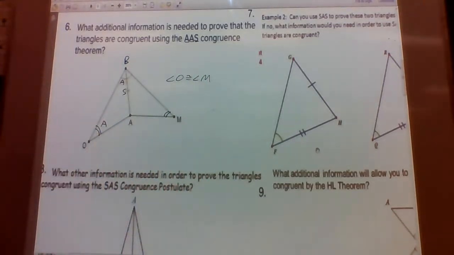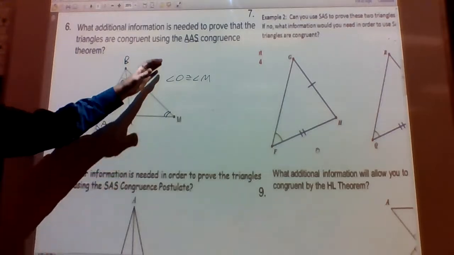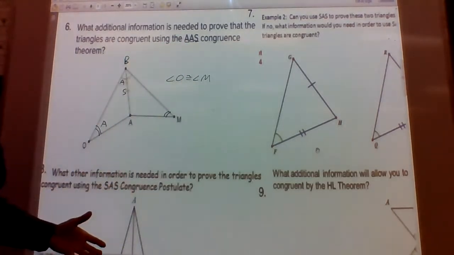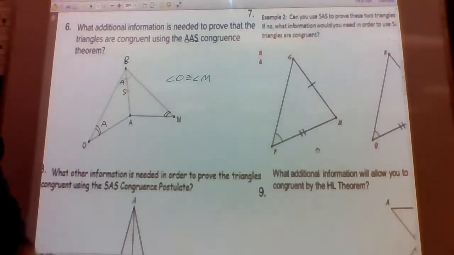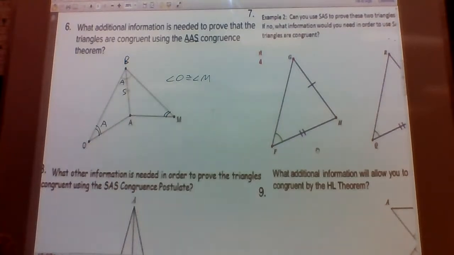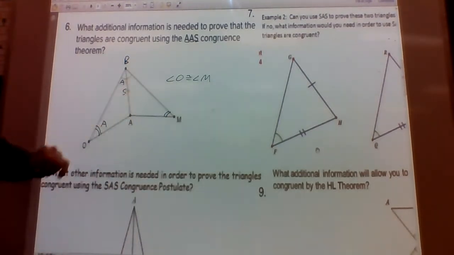So this question is asking us what, right? We only are given two pieces of information. We need to find a third piece of information that allows us to use the angle side postulate. What would they need to give us in order for us to use the angle side postulate? They would need to give us angle O is congruent to angle M. We need that second angle so that we have two angles and a non-included side.